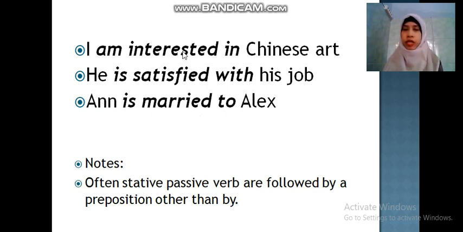After you say the stative passive, usually it is followed by a preposition. This one: in, with, to. This is a preposition but not by. So we can say stative passive verbs are often followed by a preposition other than by. So you will see this one.